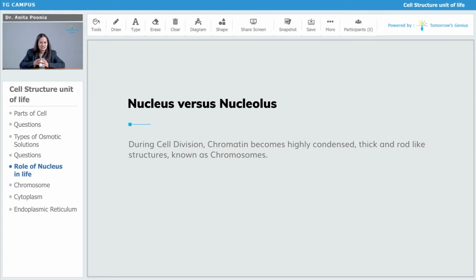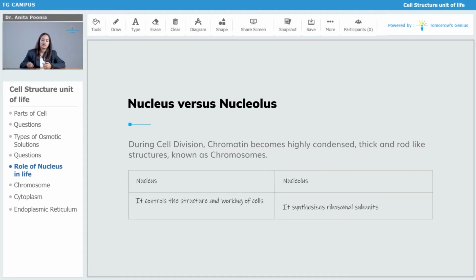During cell divisions, chromatins become highly condensed. They become thick, rod-like structures, and those thick rod-like structures, which are the chromatins, are now called chromosomes. So, nucleus controls the structure and the working of the cells, whereas nucleolus synthesizes the ribosomal subunits.